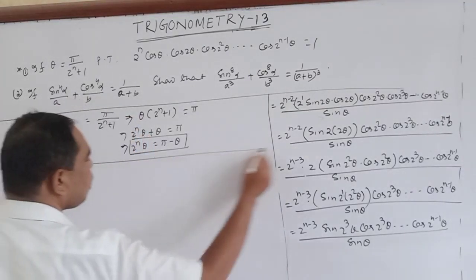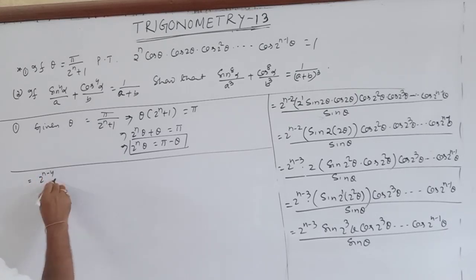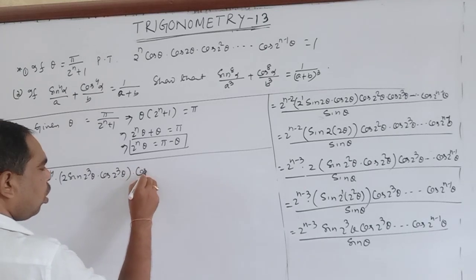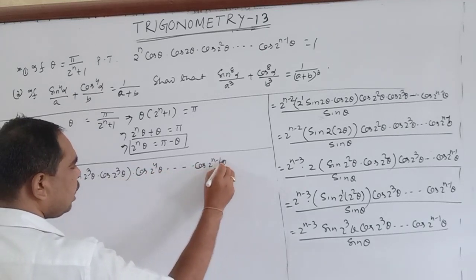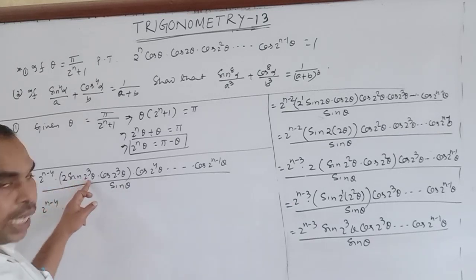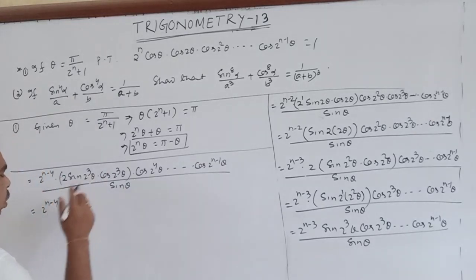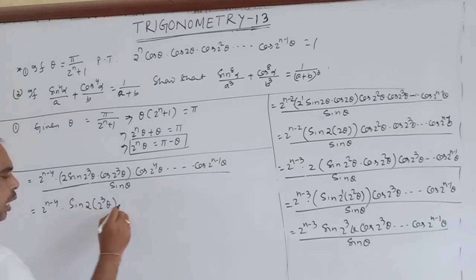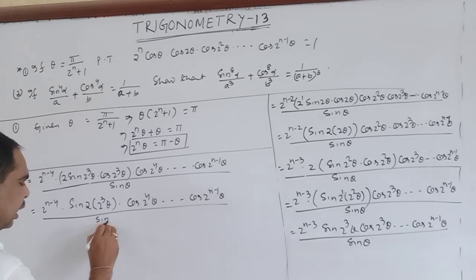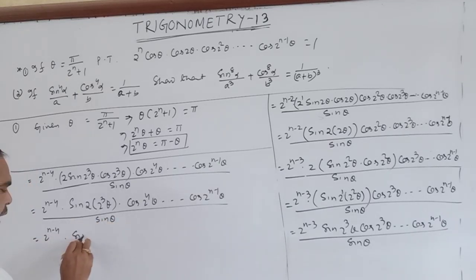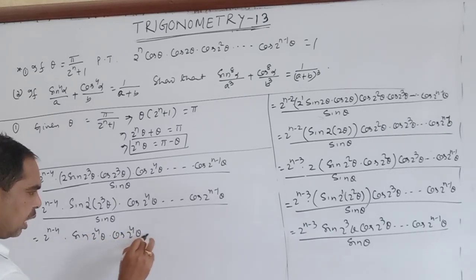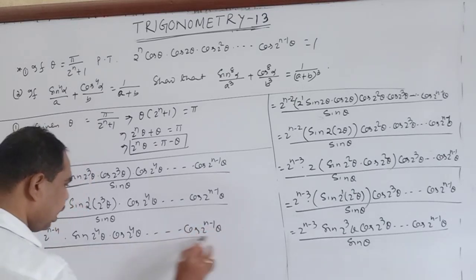Again, 2^(n-3) equal to 2^(n-4) into 2 into sin 2³θ into cos 2³θ into cos 2⁴θ up to cos 2^(n-1)θ divided by sin θ. So this is equal to 2^(n-4), again 2 sin a cos a means sin 2a, that is 2 into a means 2³θ, into cos 2⁴θ up to cos 2^(n-1)θ divided by sin θ. So this is 2^(n-4) into sin, this is 2 to the 1 into 2³, so this is 2⁴θ, into cos 2⁴θ up to cos 2^(n-1)θ divided by sin θ.